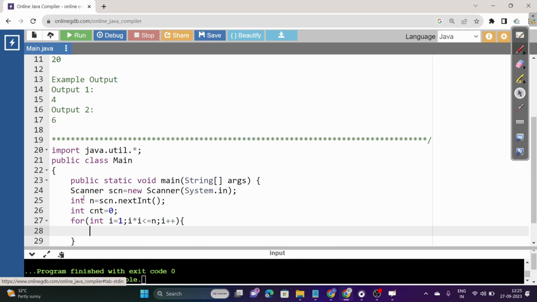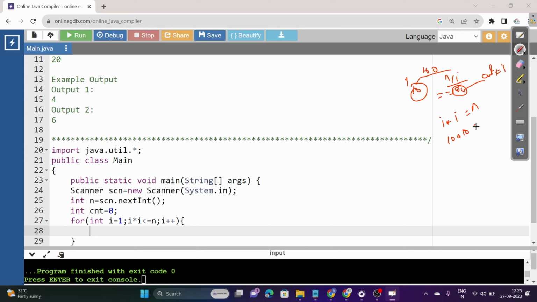Then if i is a factor, n/i is also a factor. But there is one exceptional case. Let's take n as 100 and 10 as your factor. This is your i. If 10 is your factor, you have to check n/i, which is also 10. So 10 equals 10, and this time you have to increment your count by only 1. How can we check? Just i * i == n. If i is 10, 10 * 10 = 100, so in this case you increment your count by 1.